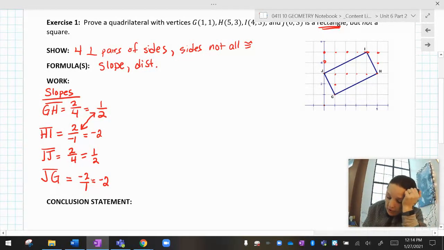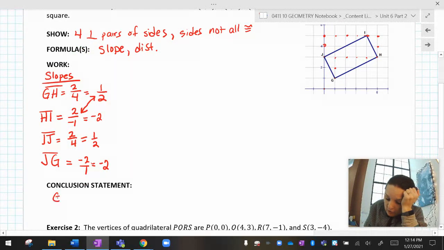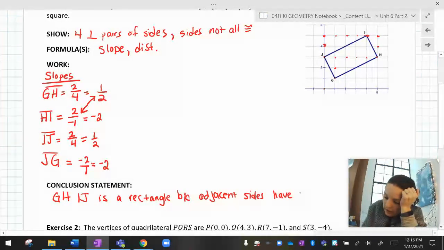So I'm going to have a conclusion statement that GHIJ is a rectangle because adjacent sides have opposite reciprocal slopes, making them perpendicular.